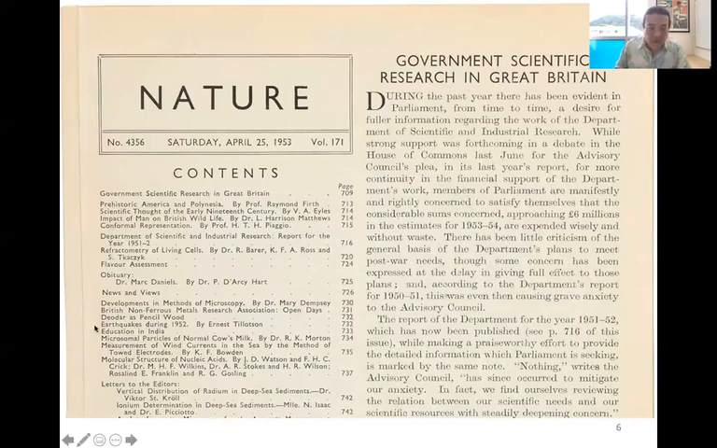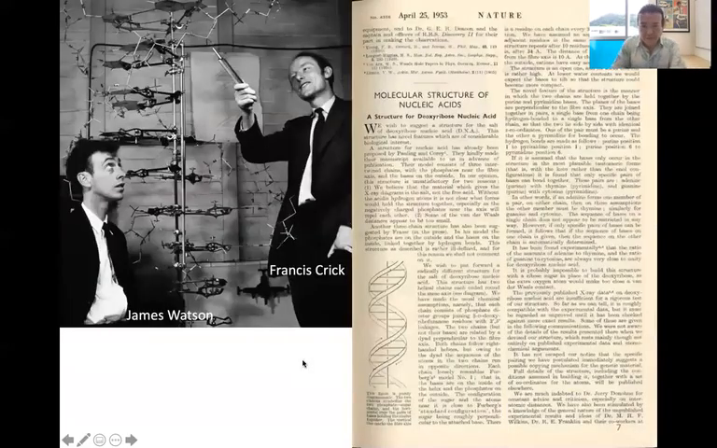Anyhow, tucked all the way down in here, very modestly, very far in this journal, is this article, Molecular Structure of Nucleic Acids, by these unknown scientists, J.D. Watson and F.H.C. Crick. So what is this article? If you flip to page 753, here's the article.